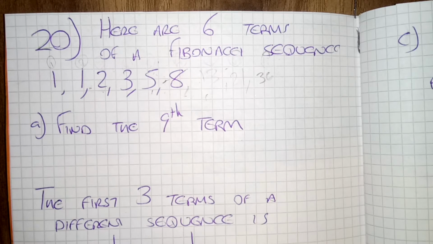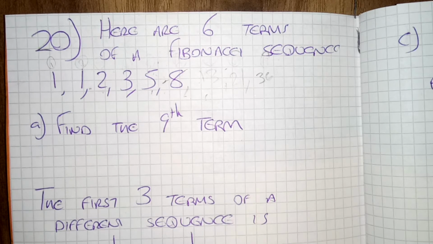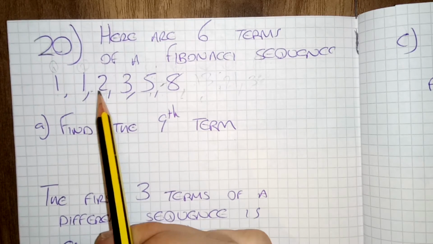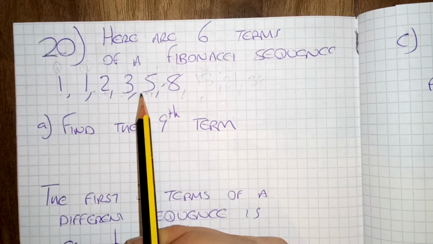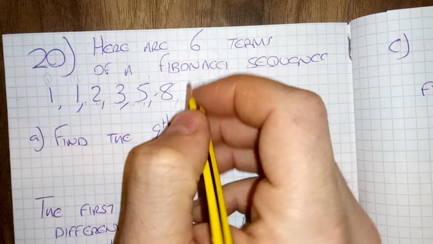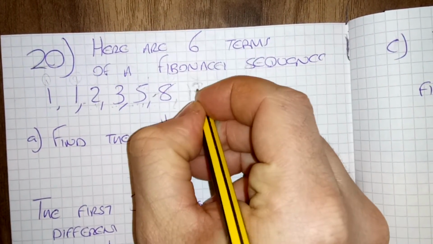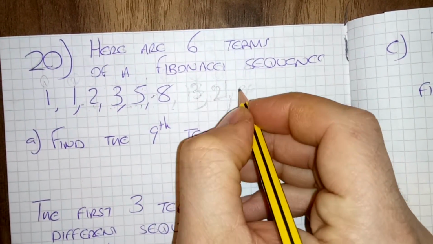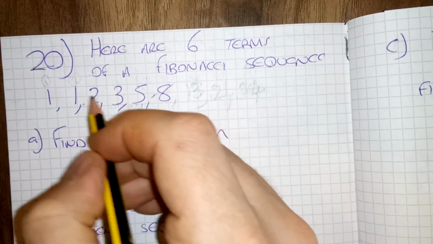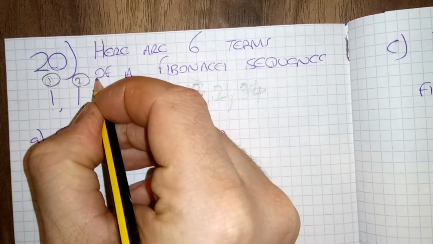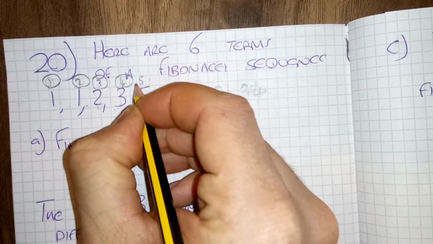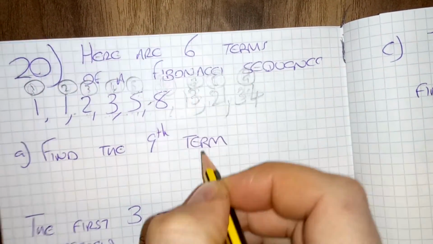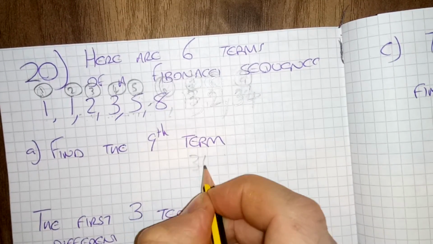The first 6 terms of the Fibonacci sequence are 1, 1, 2, 3, 5, 8. Find the 9th term. Right, in the Fibonacci sequence, the first two terms add to give the next term. So 1 plus 2 equals 3, 2 plus 3 equals 5, 3 plus 5 equals 8. So we need the 9th term. 5 plus 8 equals 13. 13 plus 8 equals 21. 21 plus 13 equals 34. That's my first term, second term, third, fourth, fifth, sixth, seventh, eighth, ninth. So my 9th term is 34.